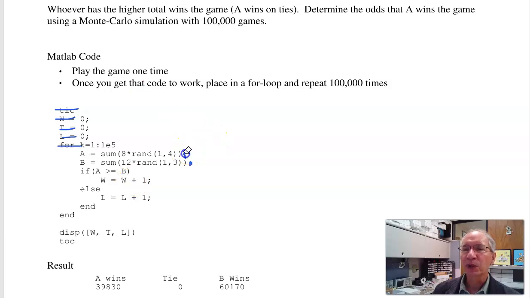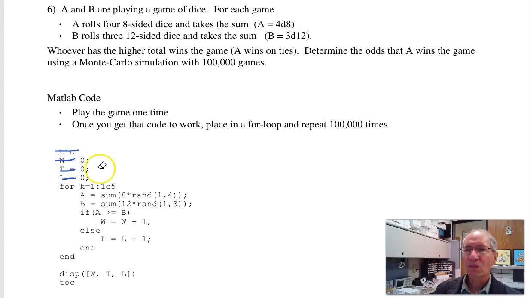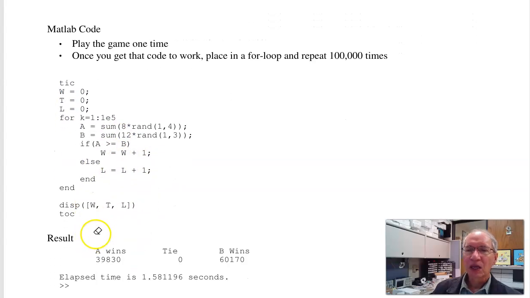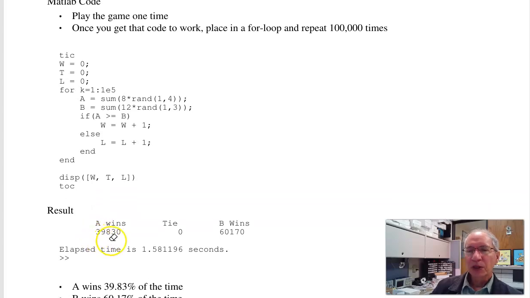Once I'm convinced the code works, add the semicolons, and I'll place that in a for loop. I'm going to play the game 5 times and see. Let's play the game one time, and I'll play it 100,000 times and see how many times A wins. When I'm done, A won 39,000 times out of 100,000, or 39%. There's never a tie. B wins 60%.